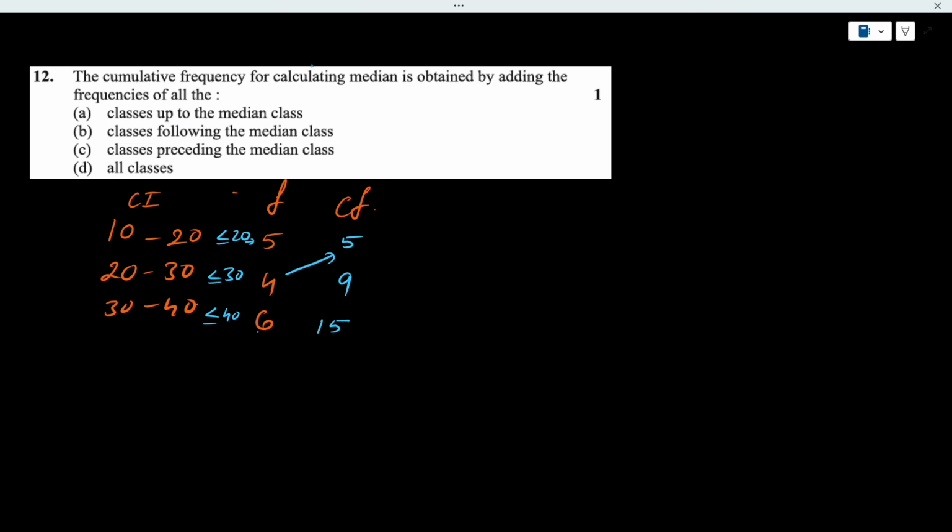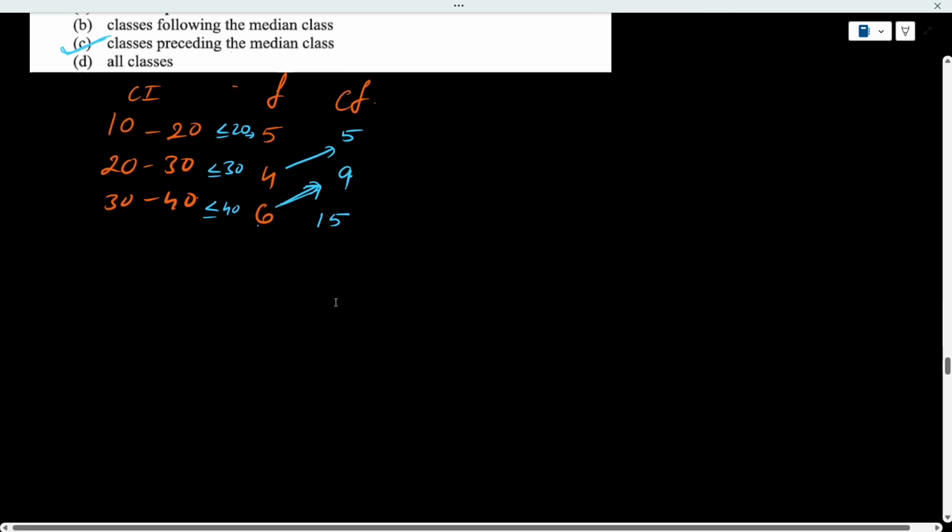To calculate the cumulative frequency, you are adding the frequencies of all the classes preceding the median class. This is before, you are adding these frequencies to whatever the frequency is there before, class interval, right? So classes preceding the median class. Your option C is the right option for 12th question.